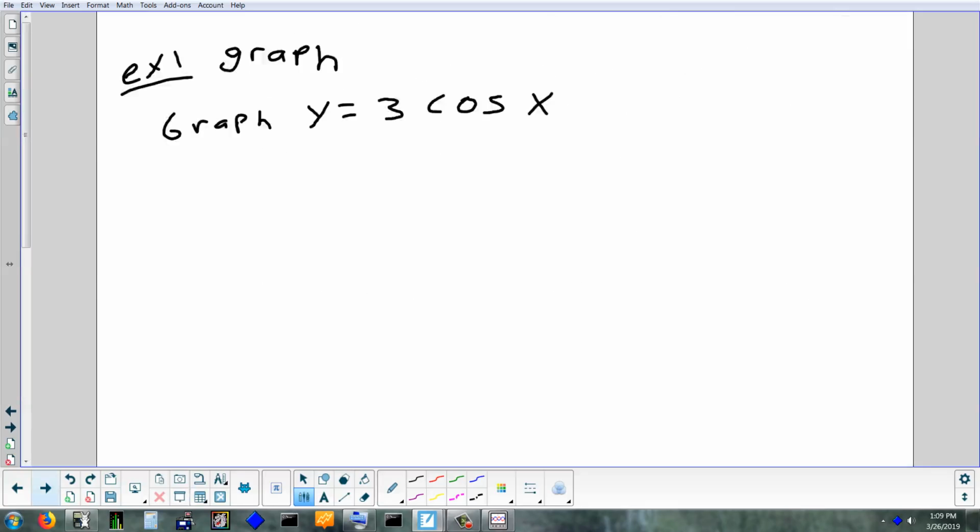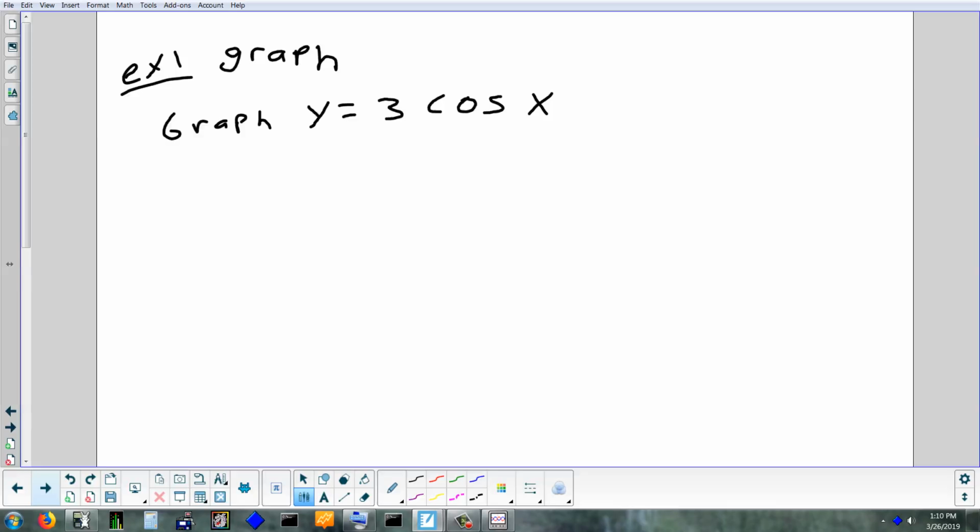Okay, so step 1, look at the equation and ask yourself, all right, what kind of transformation is it? We've only studied 2, phase shift and amplitude change. Devin, which transformation is this one and how come? It's an amplitude because we're multiplying it by a number. Okay, I agree it's an amplitude.